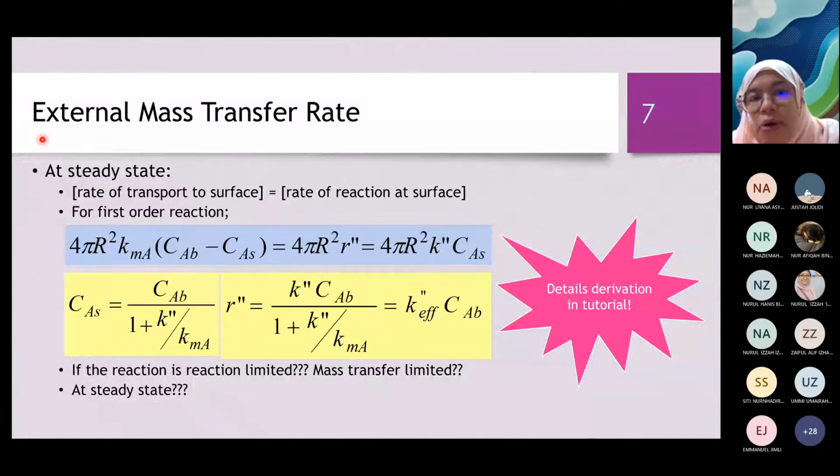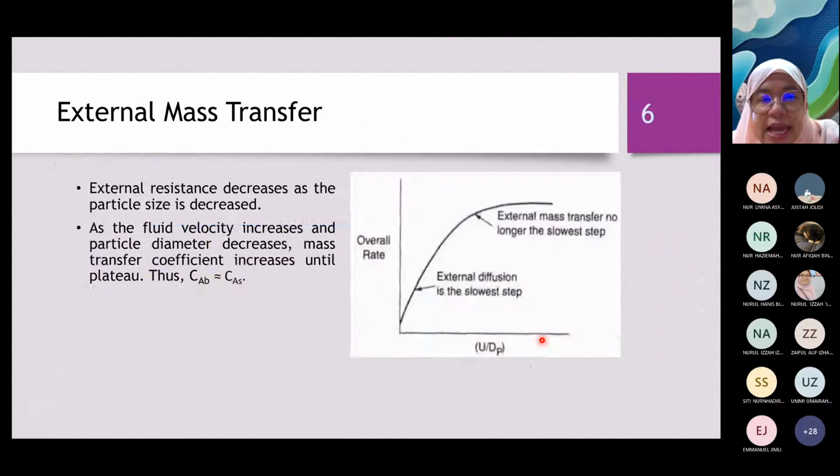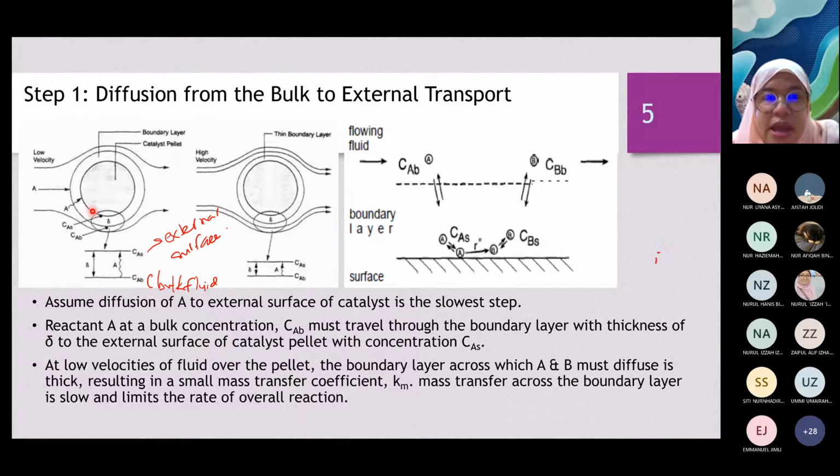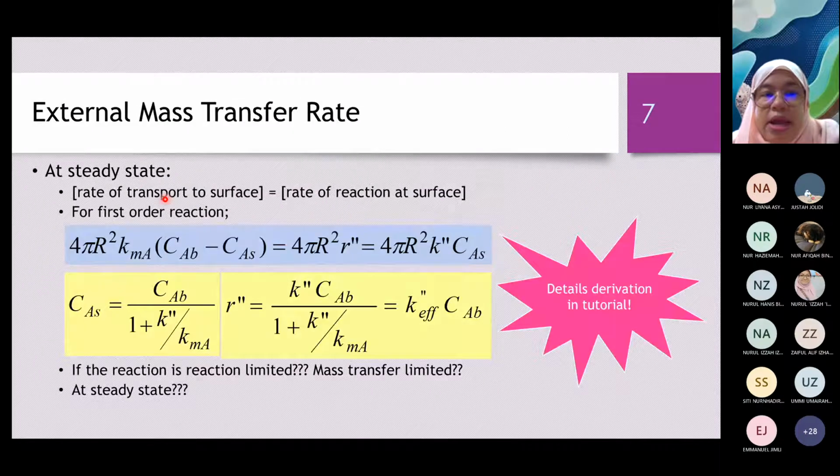surface of the catalyst, how does the mass transfer occur and how can we relate the mass transfer with the rate of reaction? At steady state, the rate of transport to the surface equals the rate of reaction at the surface. Usually we assume that the reaction is first order. This is the reaction occurring at the external surface of the catalyst, together with the mass transfer from the bulk fluid to the external surface.